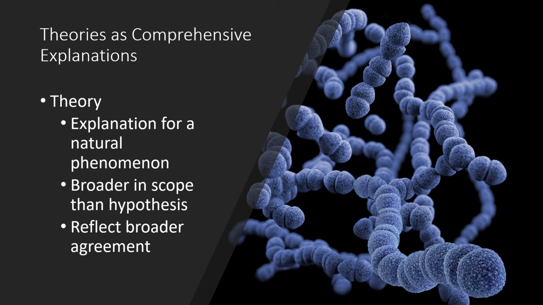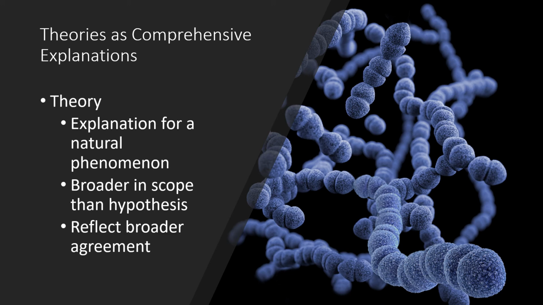Like a hypothesis, a theory is an explanation for a natural phenomenon, but a theory is typically broader in scope than a hypothesis. For example, we have the germ theory. If you're not yet familiar with the germ theory, this is the idea that some microorganisms cause human disease. This is the foundation for medical microbiology. Individual hypotheses relating to the germ theory are much narrower, such as the suggestion that rotavirus causes illness.